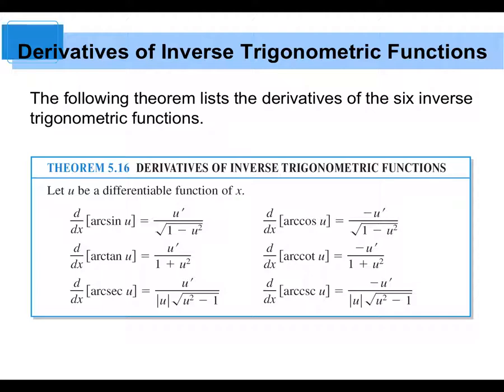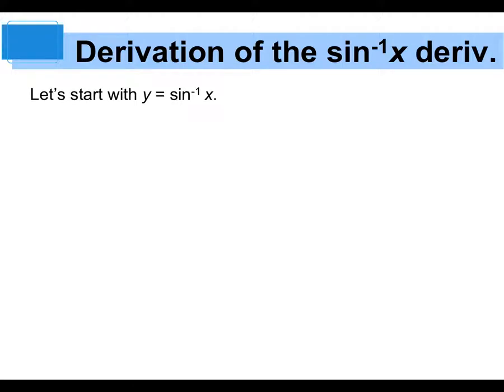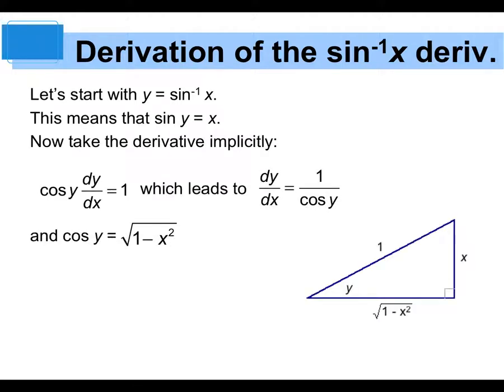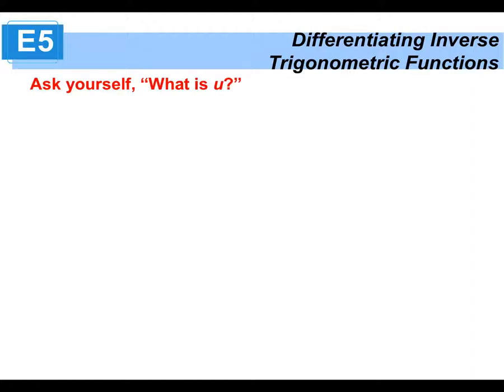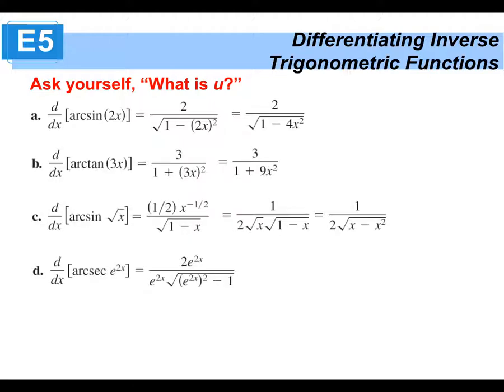The only piece of advice I can give you in solving these is you just have to ask yourself, what is u? And then once you know what u is, it's literally just a matter of plug and chug. So for instance, if I'm taking the derivative of the arcsine of 2x, I know that u is 2x. What's u prime? 2. So then u prime over the square root of 1 minus u squared, quantity u squared, done. Simplify, you could write 2x quantity squared as 4x squared.